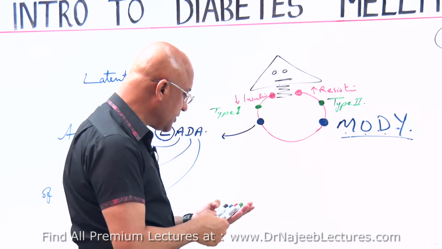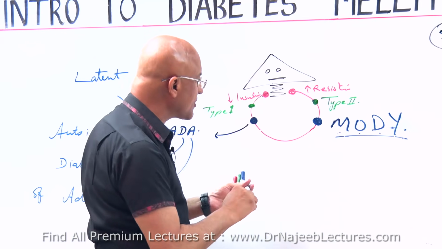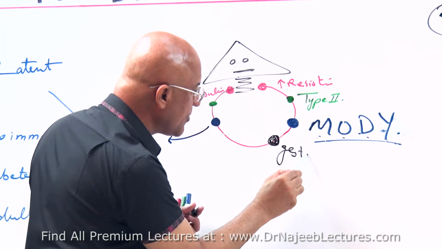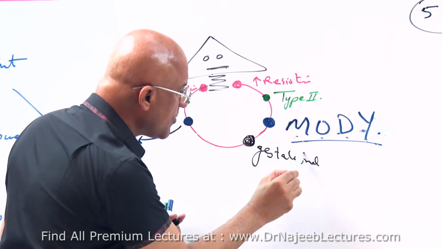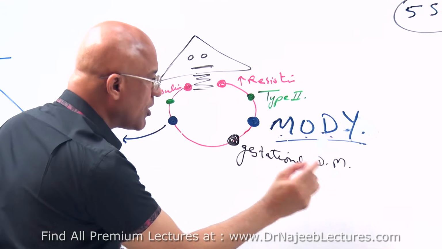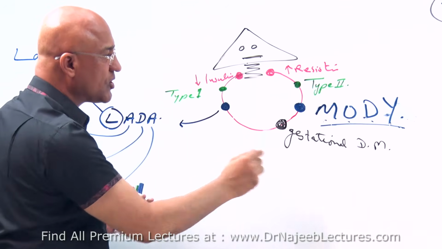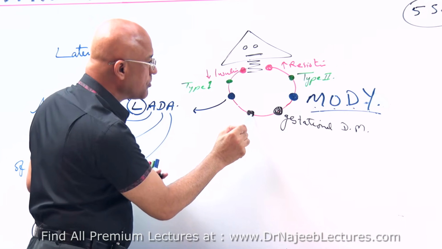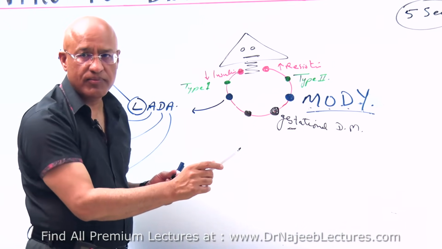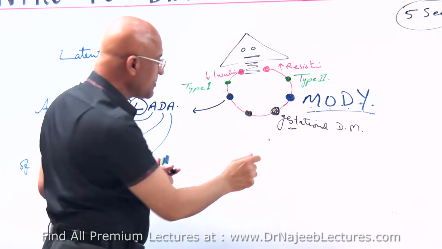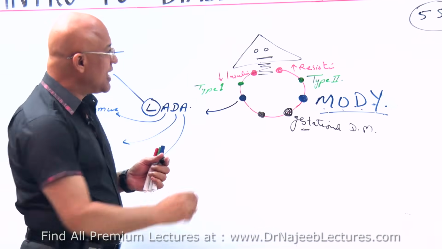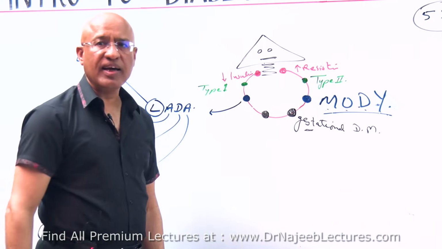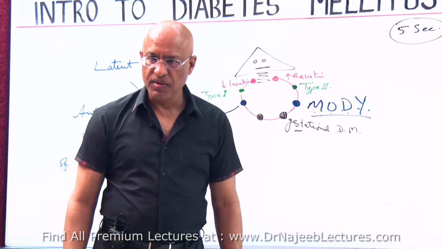Now we come to the 5th type of diabetes, which we have already discussed, and that was gestational diabetes mellitus. Gestational diabetes is easy to understand. Of course, all of you must know this is only limited to females.